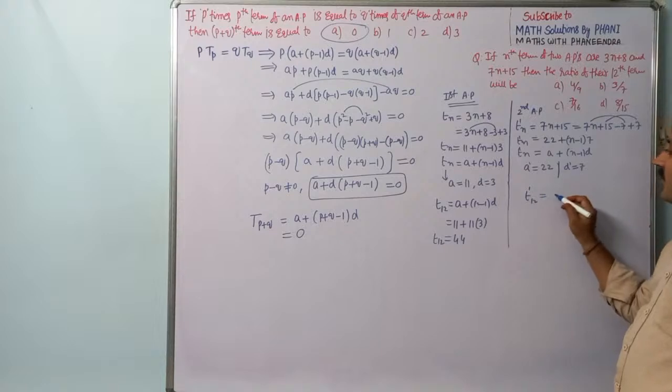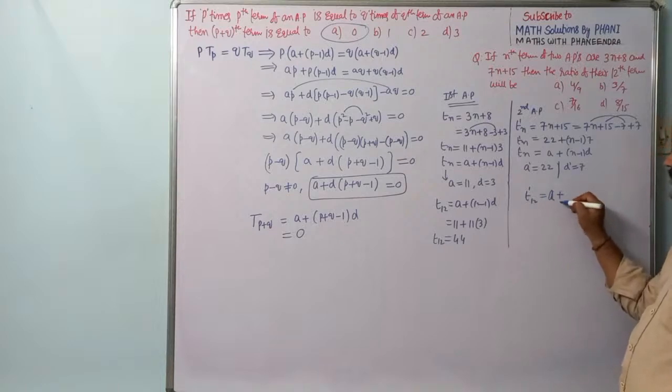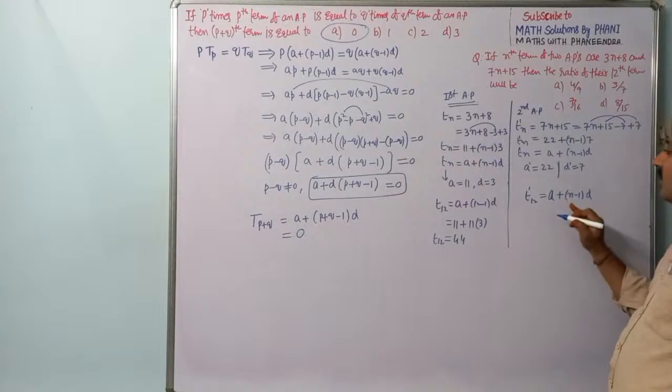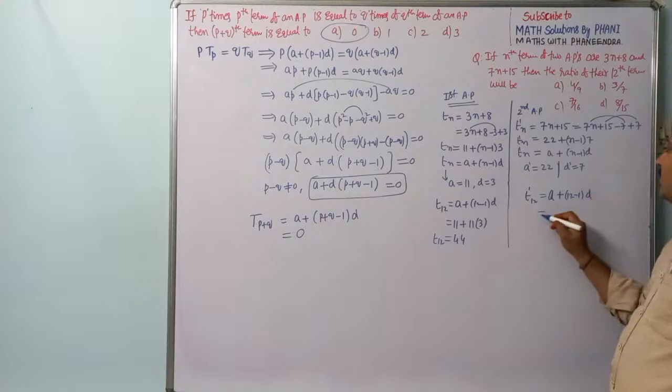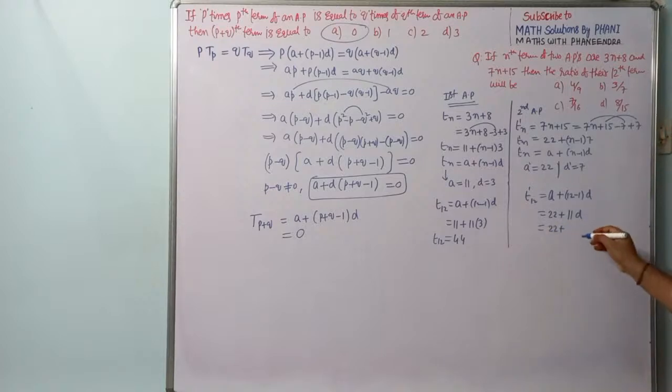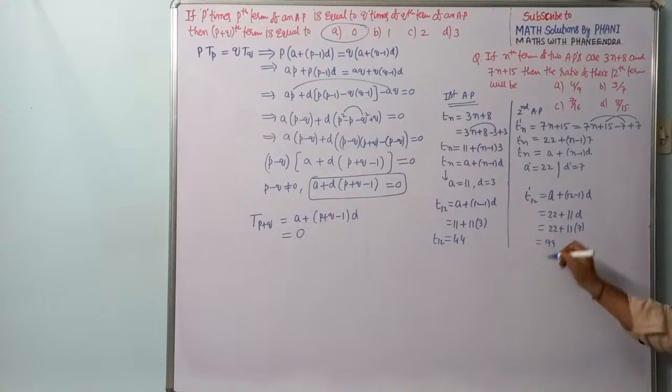T dash 12 equal to A plus n minus 1 into d. N is equal to what here, dear students? Here also 12. A is what in this? 22 plus 11d. D value is 7. 22 plus 11 into 7, that is equal to 77, 99 will come.